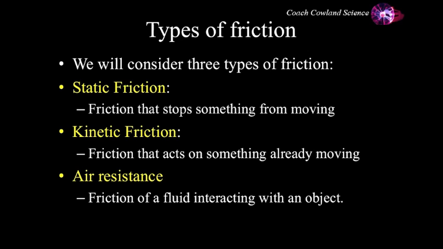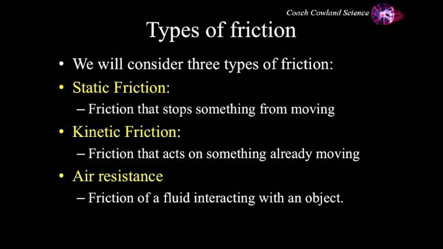We'll be looking at three types of friction. Static friction is the frictional force that stops things from beginning to move when they are stationary. Kinetic friction is a frictional force that affects things when they are in motion. Both static and kinetic friction are very similar to each other, and we will spend most of our time focused on these two. Air resistance is caused by the air pressure of molecules interacting with objects passing through it.